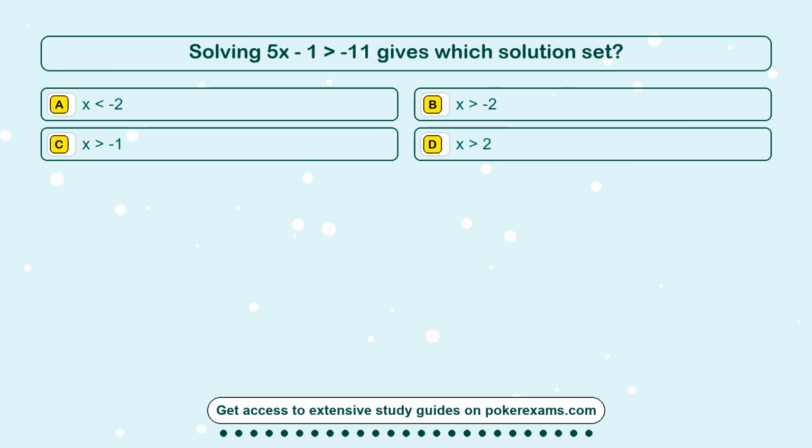Question 10. Solving 5x minus 1 equals 11 gives which solution set? Option A, x equals -2. Option B, x equals 2. Option C, x equals 1. Option D, x equals 12.